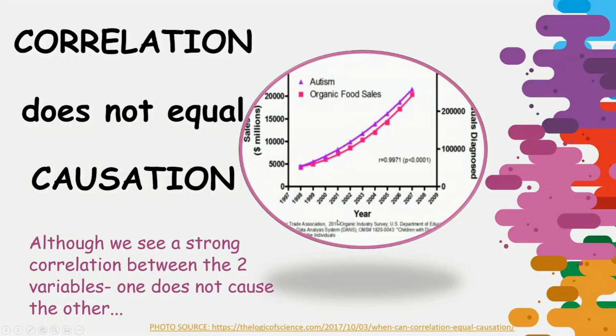But in all honesty, having autism doesn't increase the purchase of organic food sales, and purchasing organic food sales increasing will not increase autism diagnoses. So they aren't actually related at all. Just because they have a correlation, one is not causing the other.